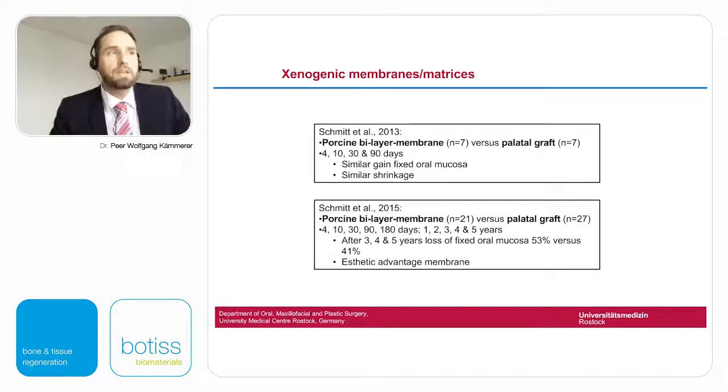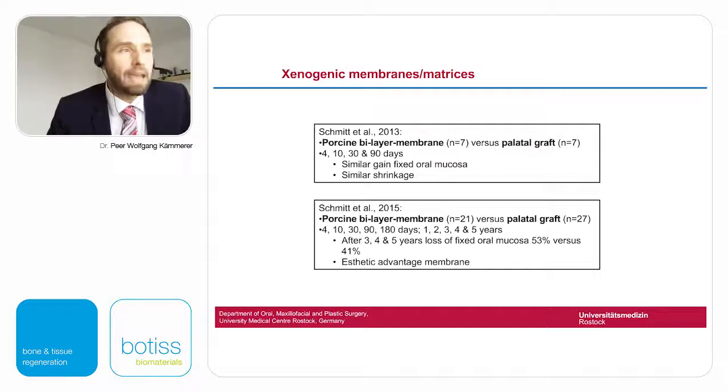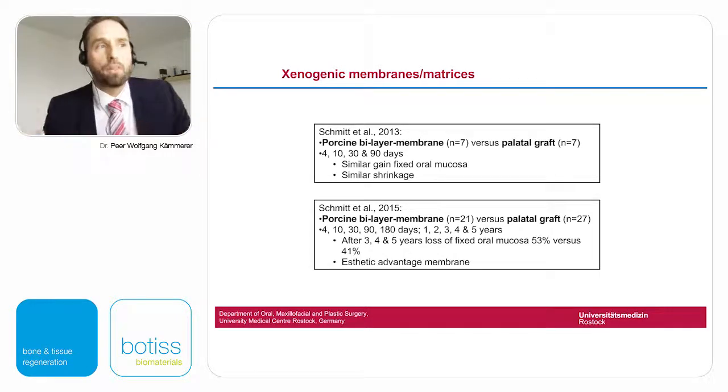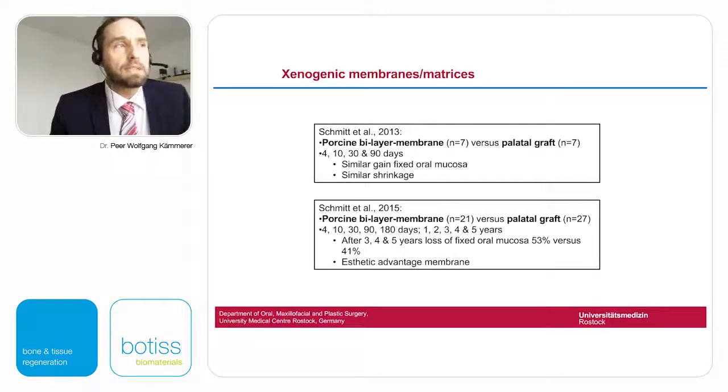What you see in the literature is you have several publications by Christian Schmidt from 2013 and 2015 comparing membranes, not the Mucoderm, but the bilayer membrane versus palatal graft. And they found out that the membrane has aesthetic advantages over the palatal graft, especially in the long-term follow-up. So at the first study, you just see that there's a similar gain of fixed oral mucosa, there's a similar shrinkage, but if you look at the long-term results, you have nearly the same shrinkage, but an aesthetic advantage.